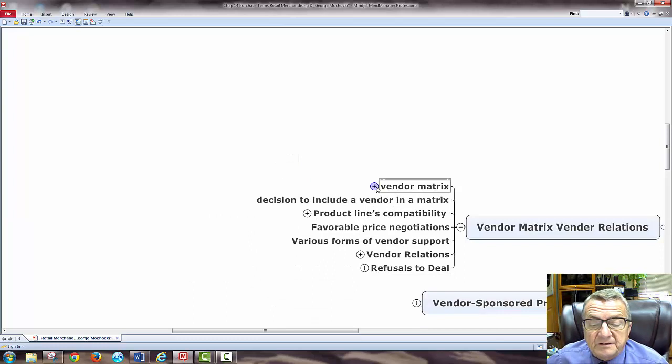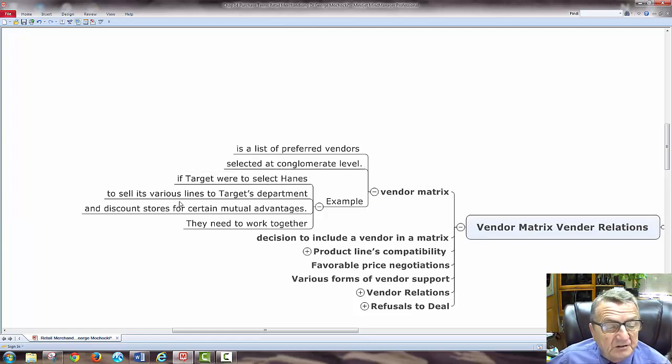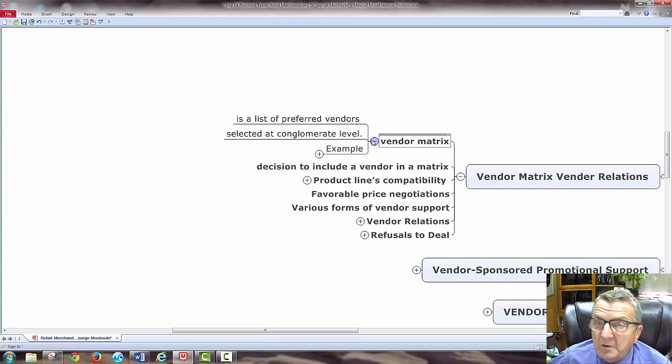This we can focus. What is a vendor matrix? It's a list of preferred vendors selected at a conglomerate level, the high level. If Target were to select Heinz to sell its various lines in Target's department or discount stores, for certain mutual advantages to work together. Remember, it's a matrix. Heinz will do all my stores.